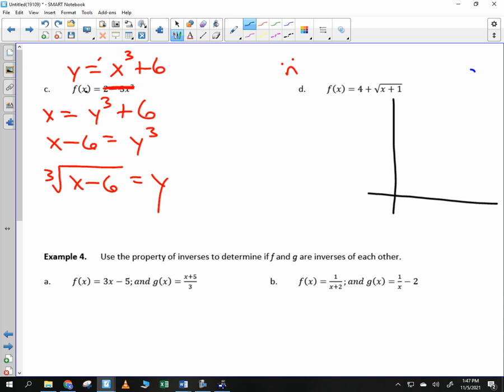Sometimes people are like, do we have to make a graph all the time, Mr. Gibbs? I'm making a graph because I want to help you understand it better. You don't have to make a graph for this problem, but I believe it's going to help. This graph has a starting point at negative 1, 4. Knowing that, what is going to be the start of the inverse? 4, negative 1. The inverse is going to start at 4, negative 1. Everybody agreed?